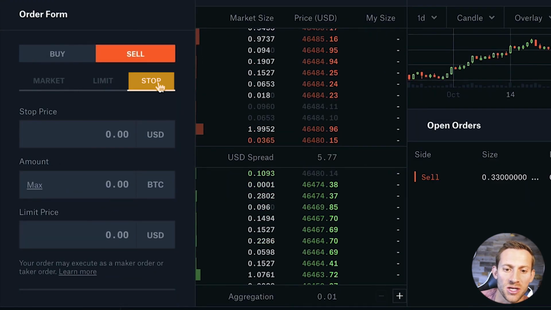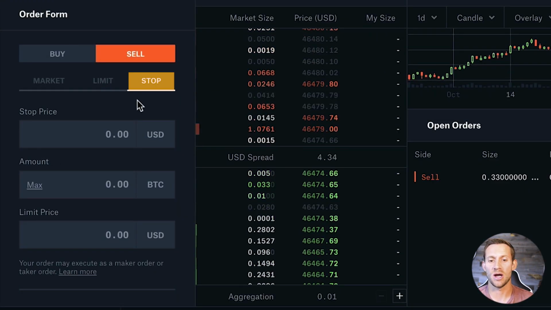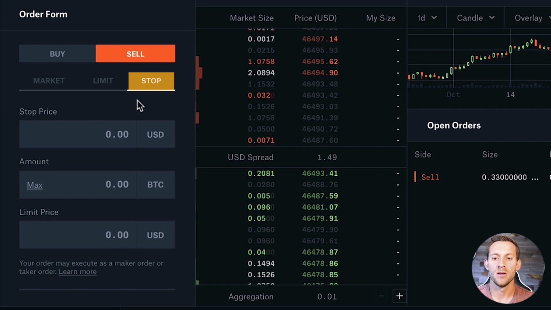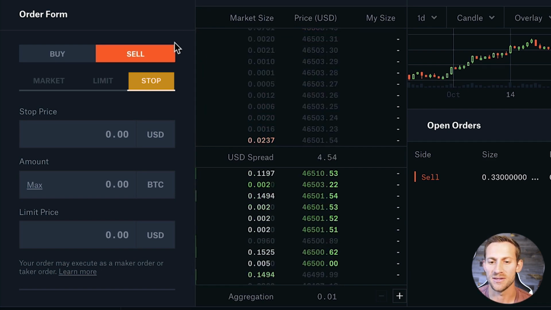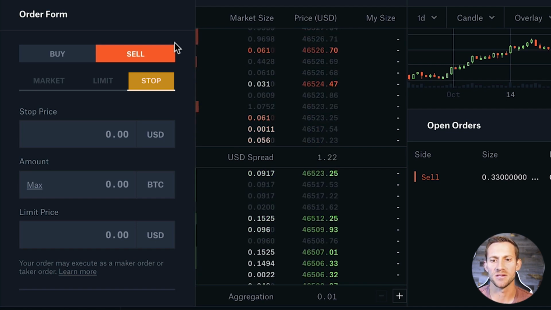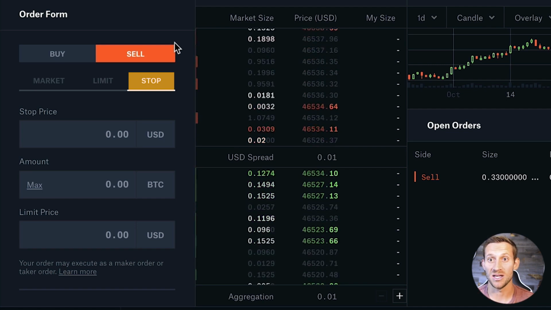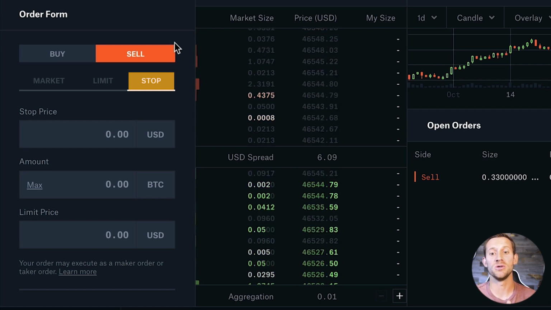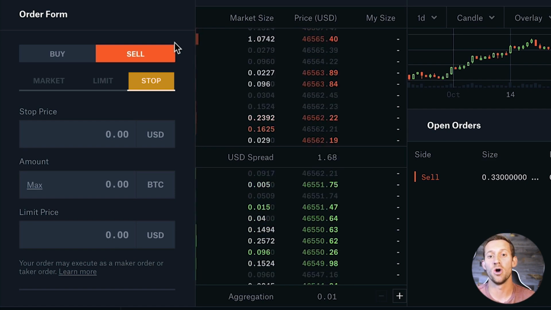Okay, and this last type of order is called a stop order, or a stop loss. What this is: let's say I buy Bitcoin at 46,000, because I'm thinking it's on its way up, but you want to set a max loss. Okay, you say, I'm willing to lose up to $2,000 in this trade, but no more.